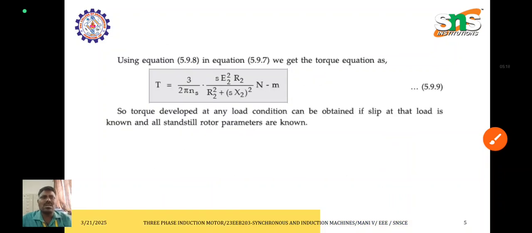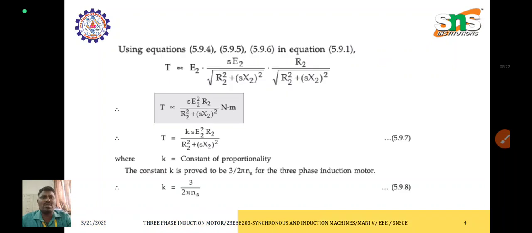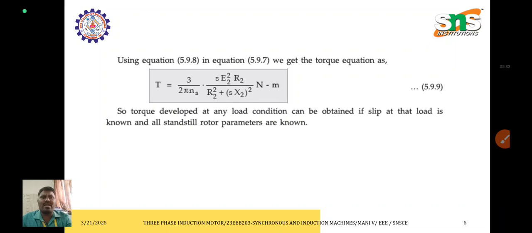By using this equation, the constant K can be proved to be 3 by 2 pi ns. So instead of K we multiply by 3 divided by 2 pi ns. The developed torque is 3 by 2 pi ns times S E2 square R2 divided by R2 square plus S X2 whole square. Here the induced voltage in the rotor depends on the flux, and R2 is constant, X2 is also constant.